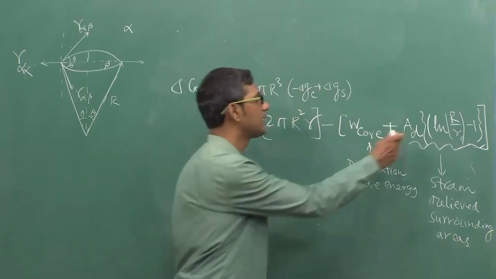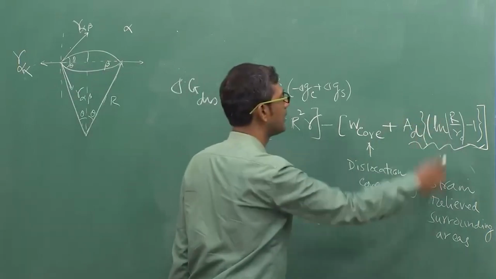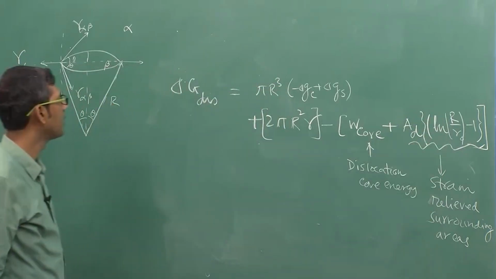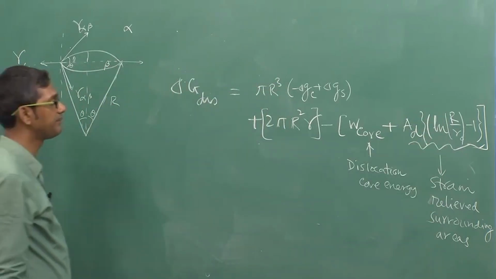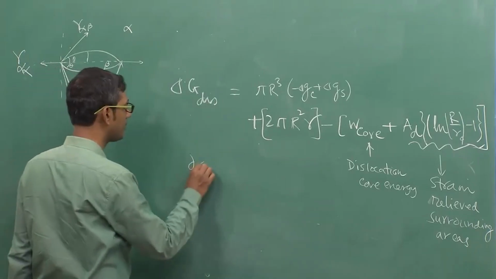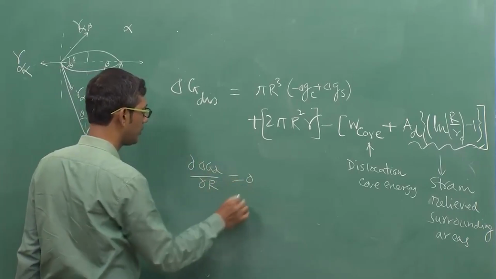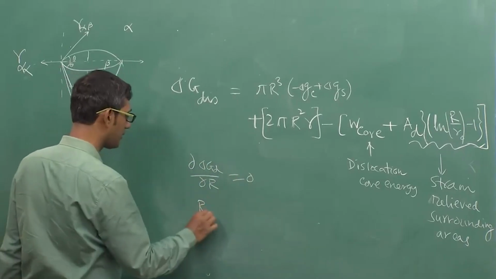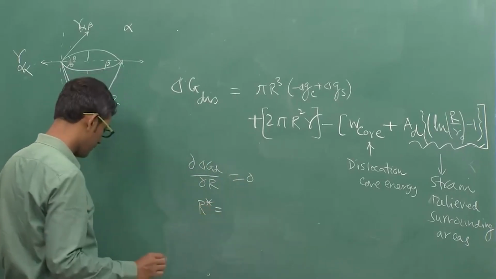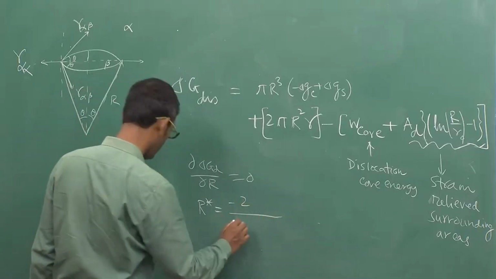And this equation is familiar to many of you if you have looked at any mechanical metallurgy book. So that is the total energy of the system. Therefore, if I do the analysis, that is, if I make delta G by del R to be 0, I get R star. That is basically a very complex equation, it's not a simple equation anymore.